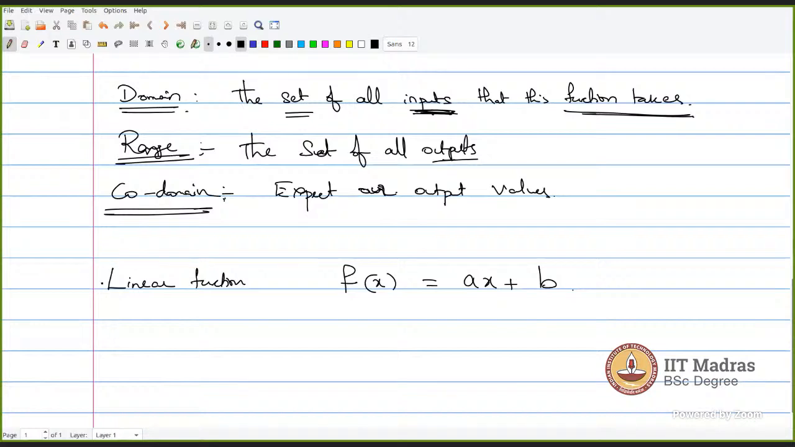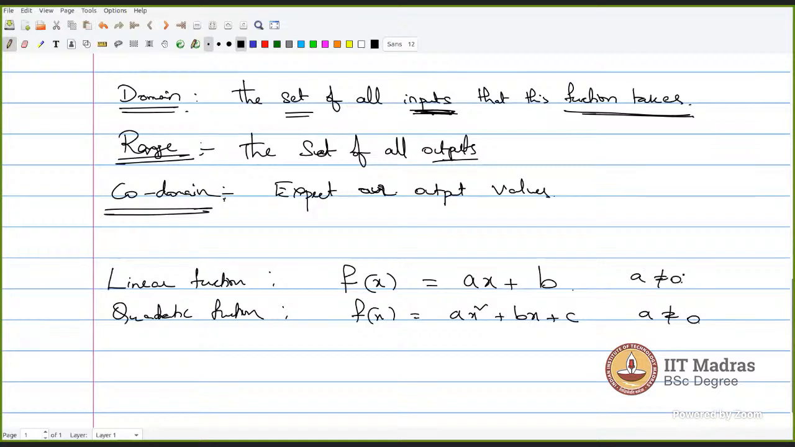And how does a quadratic function look? Degree 2: ax square plus bx plus c, where a is not equal to 0. Here also a is not equal to 0.